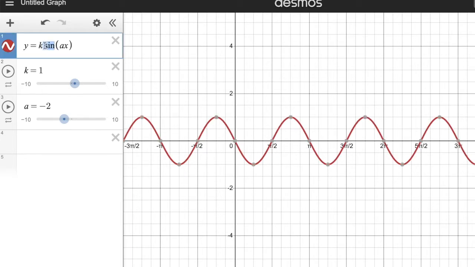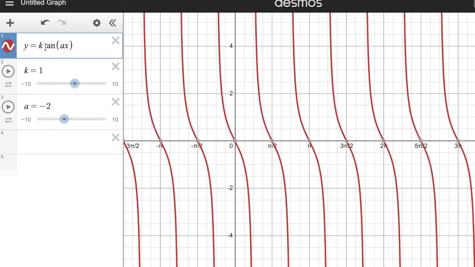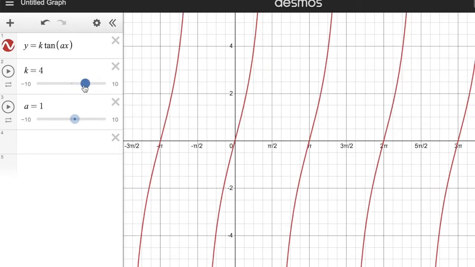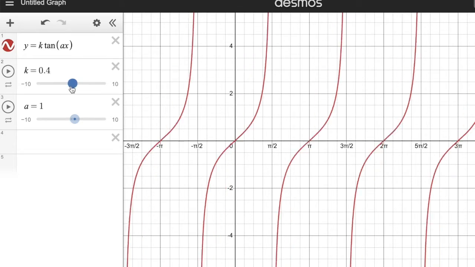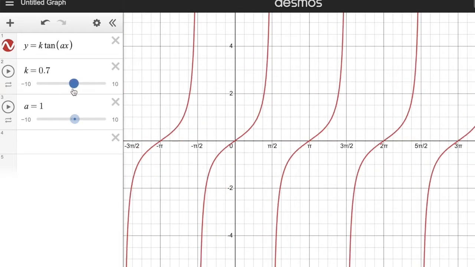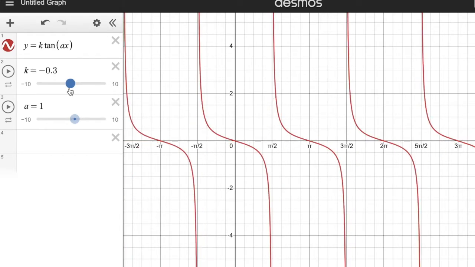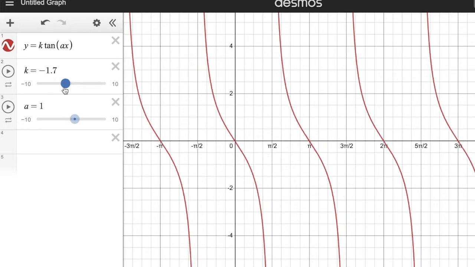Now let's change this to tan and have a look at the results for tan. So if I make a equal to 1 and k equal to 1, then that's just y equals tan x. Now changing my k here still does a vertical dilation. It stretches it vertically, up and down. If my k becomes negative, I do reflect through the x-axis.